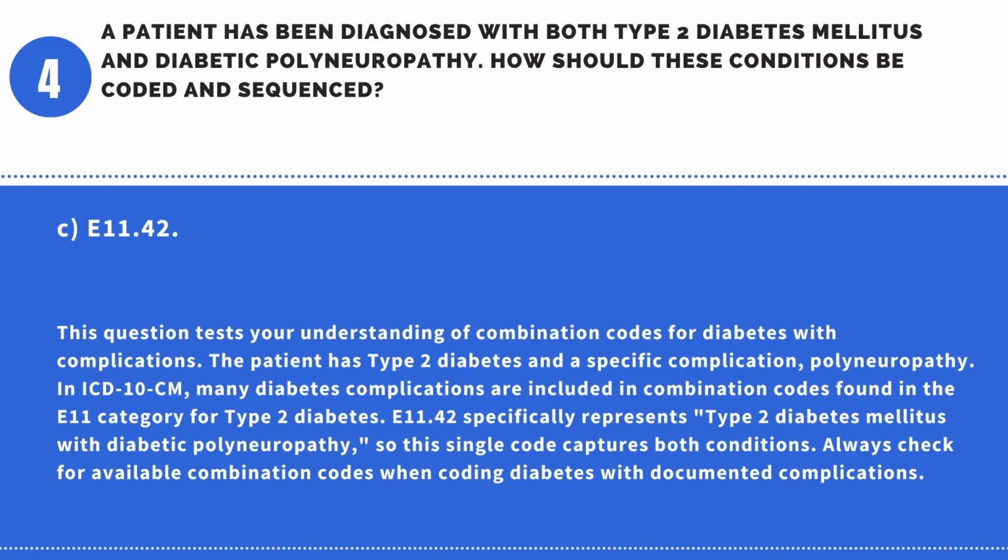Answer, C. E11.42. This question tests your understanding of combination codes for diabetes with complications. The patient has type 2 diabetes and a specific complication, polyneuropathy. In ICD-10-CM, many diabetes complications are included in combination codes found in the E11 category for type 2 diabetes. E11.42 specifically represents type 2 diabetes mellitus with diabetic polyneuropathy, so this single code captures both conditions. Always check for available combination codes when coding diabetes with documented complications.